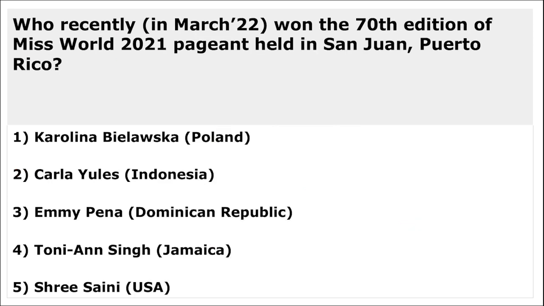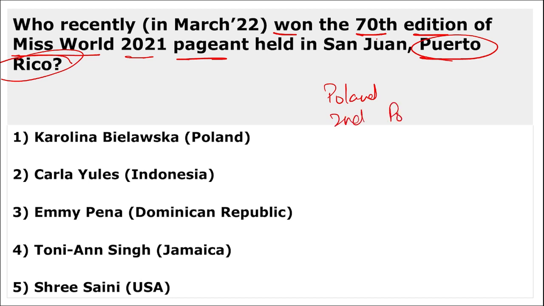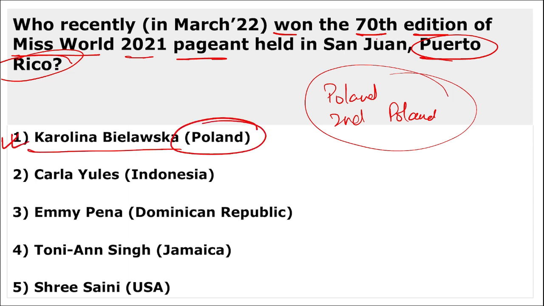Next question. Tell me, who recently won the 70th edition of the Miss World 2021 pageant that was held in Puerto Rico? She is from Poland, I am giving you a hint, and she is the second woman from Poland who won this Miss World title. She is Karolina Bilawska and she is from Poland.